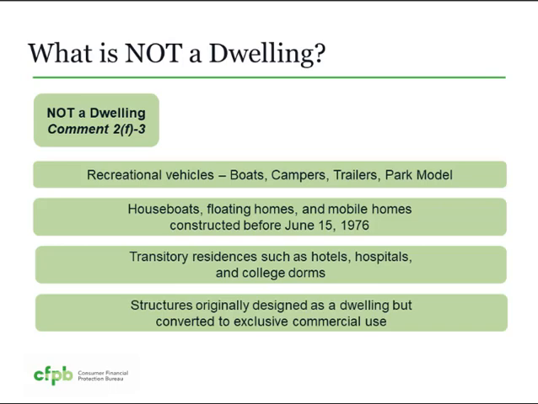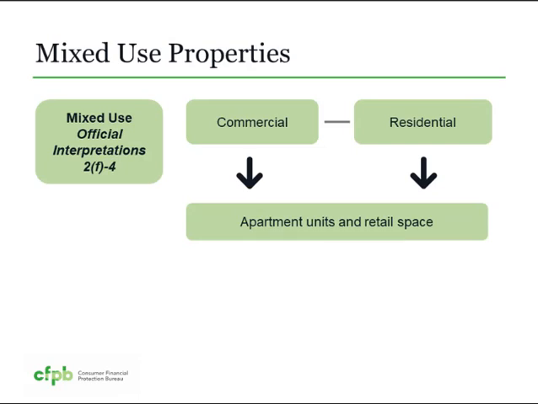Lastly, structures that were originally designed as a dwelling but converted to exclusive commercial use, for example, a home converted to a professional office, are not considered dwellings. Certain properties may be used for both a residential and commercial purpose. An example would be a building that has both apartment units and retail space.